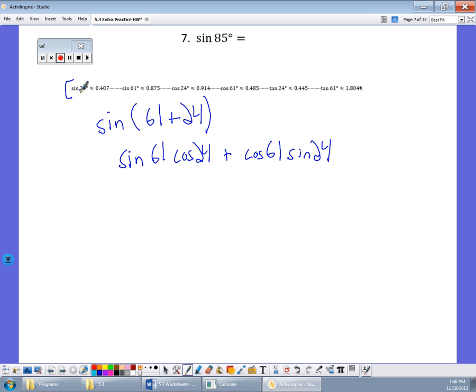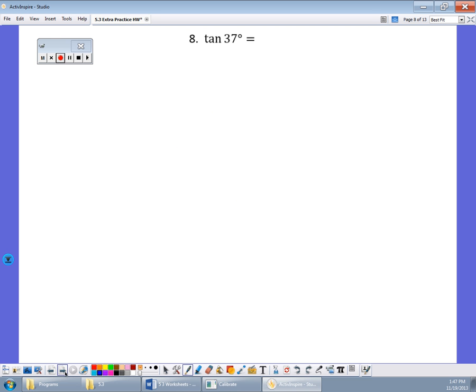So all we have to do is plug in those decimals. So we'd have 0.875 times cosine 24, 0.914, and then we add that to cosine 61, 0.485, times sine 24, which is 0.407. And then from here, all you would have to do is multiply, and then you have your answer. So you multiply these two and add it to these two multiplied together. So that's all you have to do for that section. It's pretty simple there.